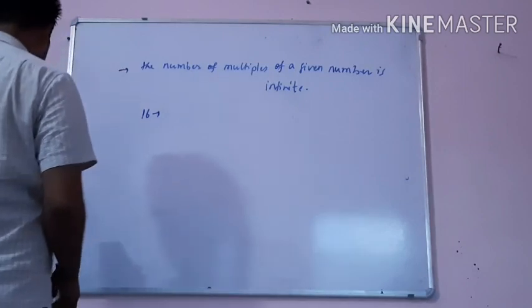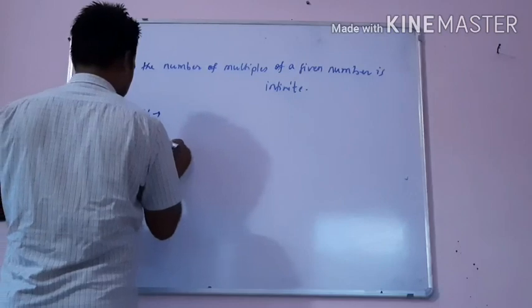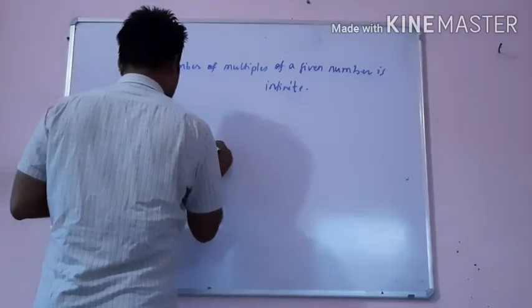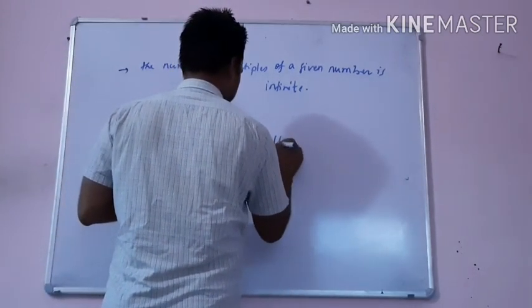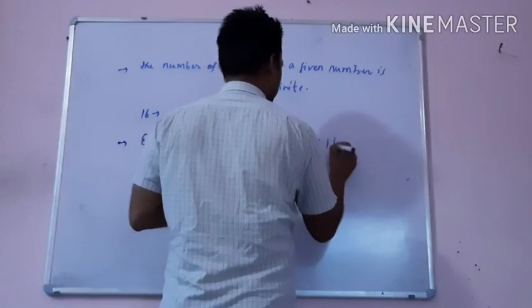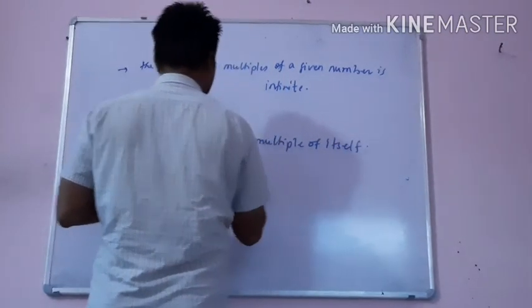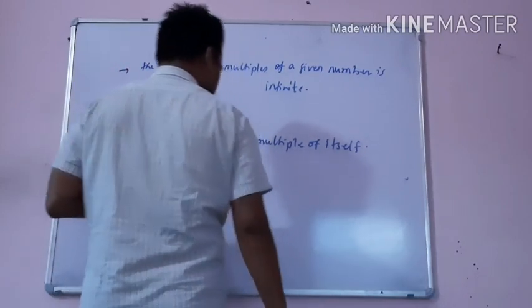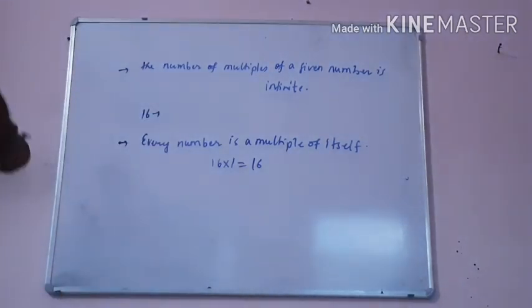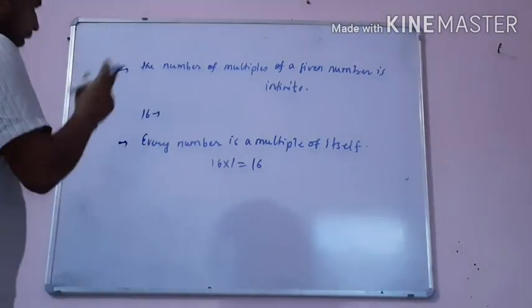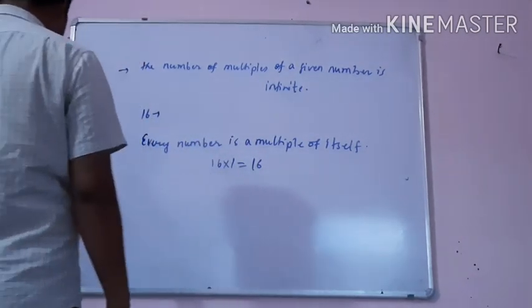Now, every number is a multiple of itself. We have seen 16: when we multiply 16 by 1, it comes to 16. So 16 is a multiple of itself. When we multiply any number by 1, it gives that same number. So every number is a multiple of itself.